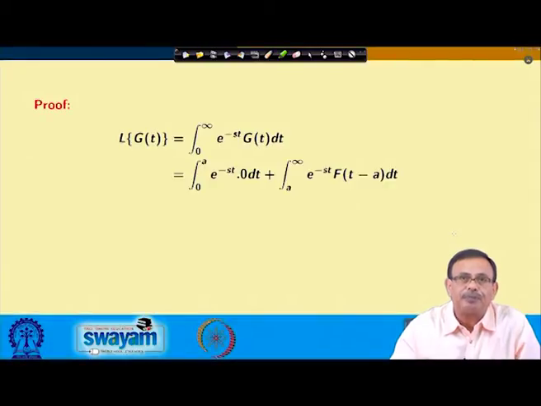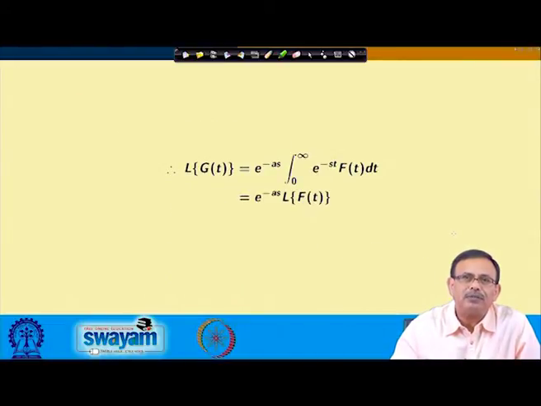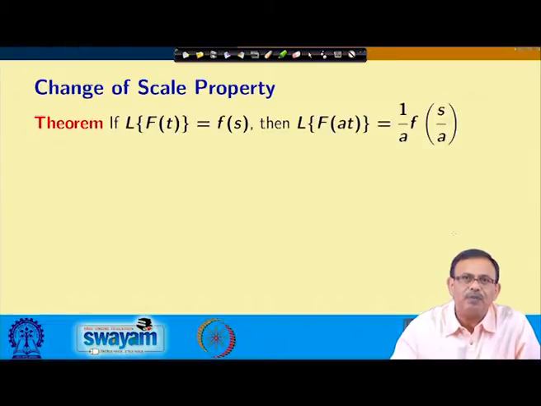Now, the same thing we are just showing here, so that you can see it in the proper way. So, we are putting t minus a equals x on this. We are getting this integral 0 to infinity, and then the Laplace transform of g t is equal to e power minus a s into F s. This completes the proof of this.